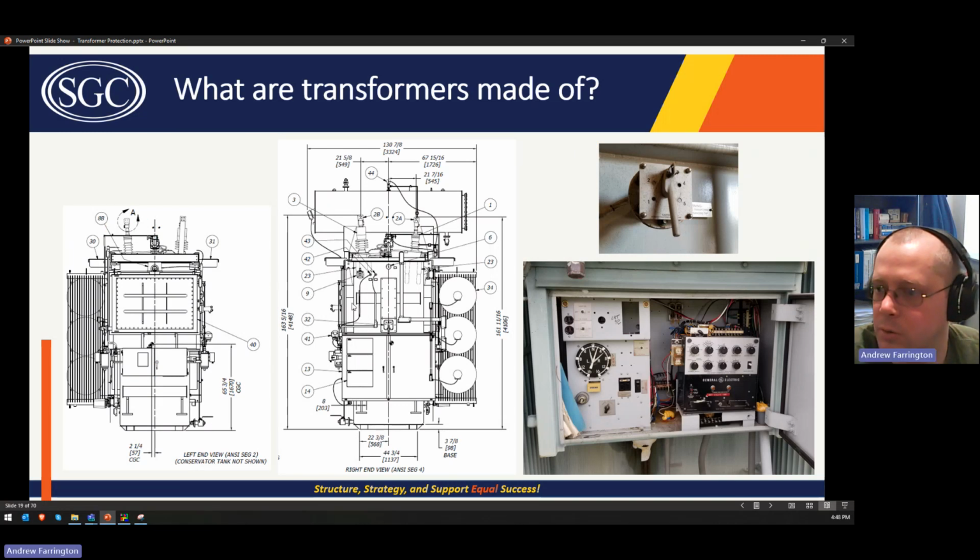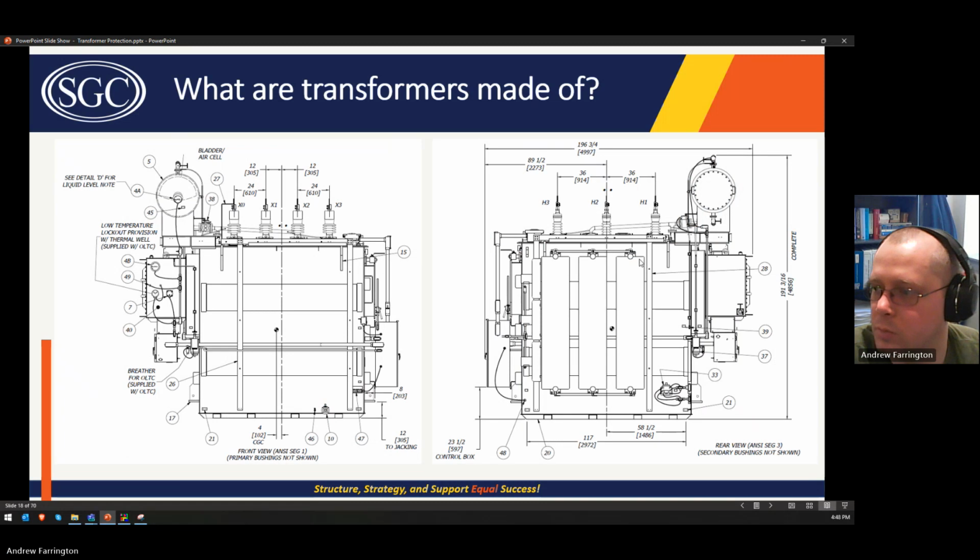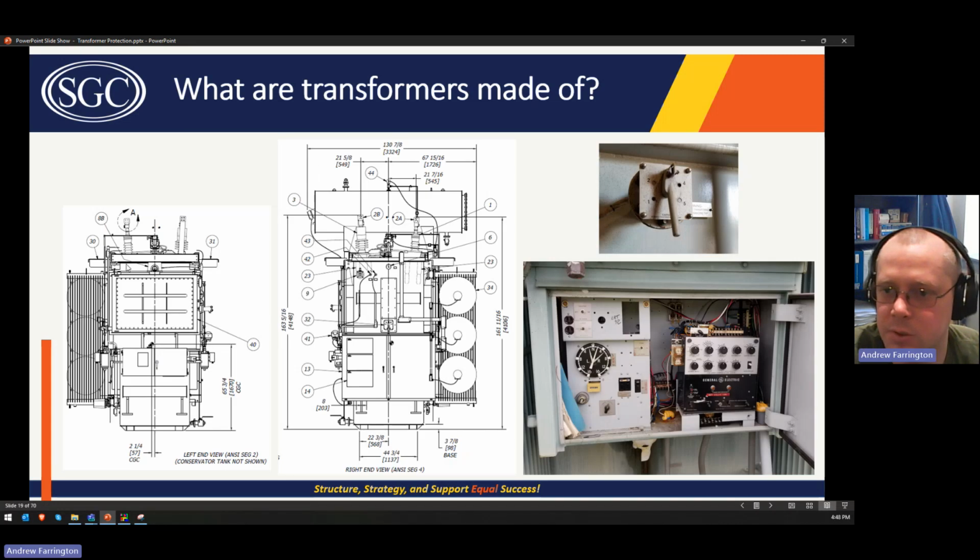Trying to think what else. I guess that's it. Transformer nameplates are there. Okay, I guess that's all I wanted to talk about on the section views of the transformer.